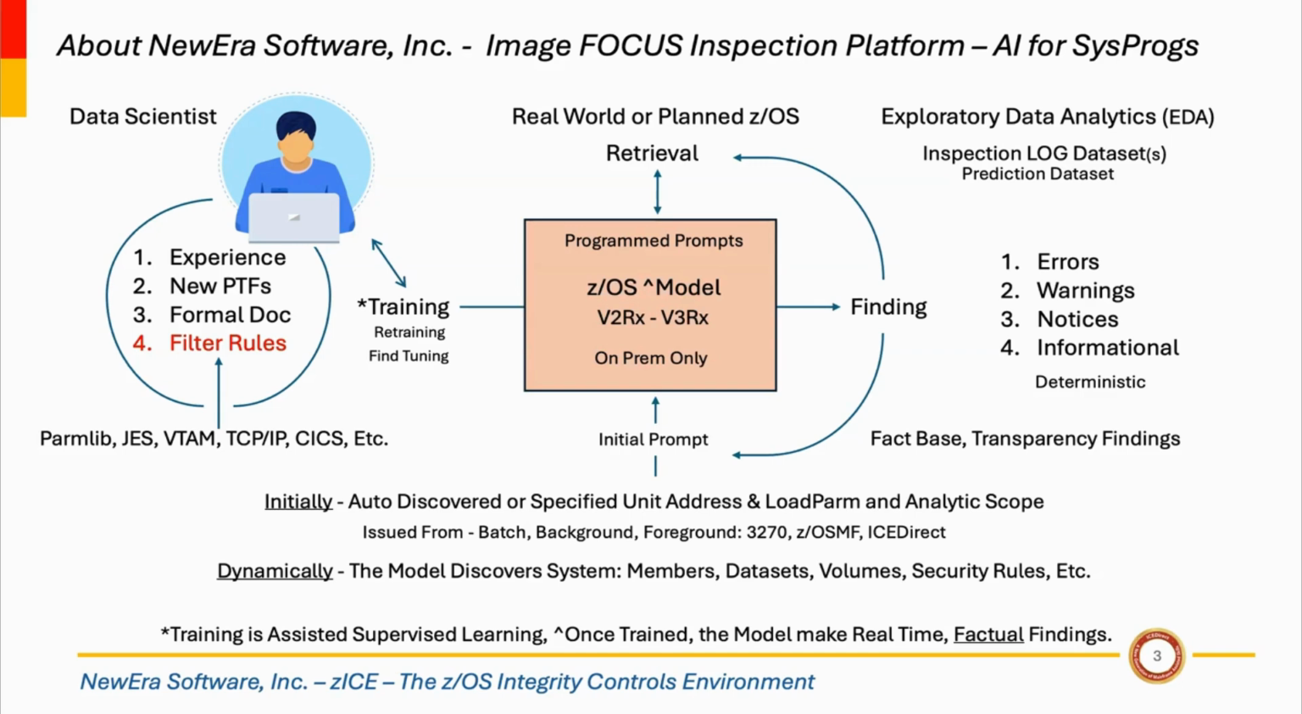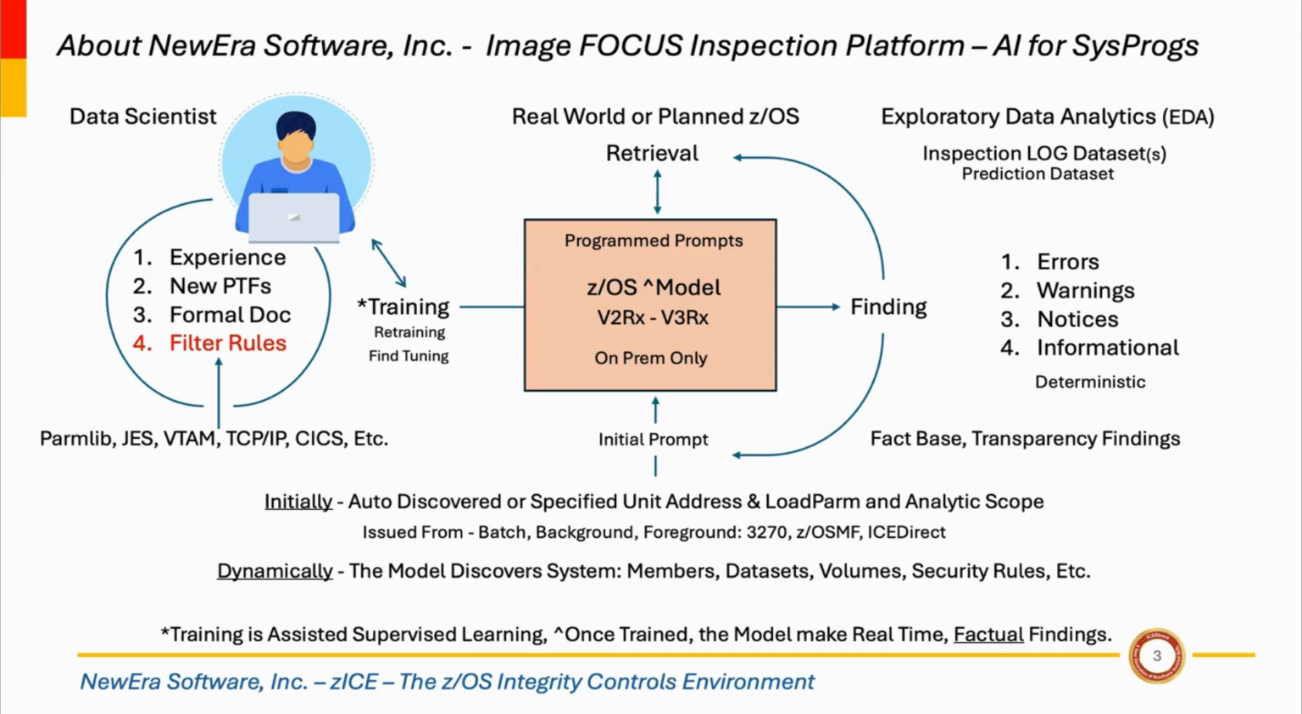The process itself begins, as most models begin, with an initial prompt. If you want to get something out of ChatGPT, you have to prompt it. If you want to get something out of this model, you'll have to prompt it as well. It is possible that that initial prompt can be automatically determined by the system itself. That is, it can interrogate its running system to determine the unit address and load parm that were used to initialize it, and then automatically prompt the system in order to kick off the process itself. That's the way we do it when we're working with the IBM Health Checker for z/OS.